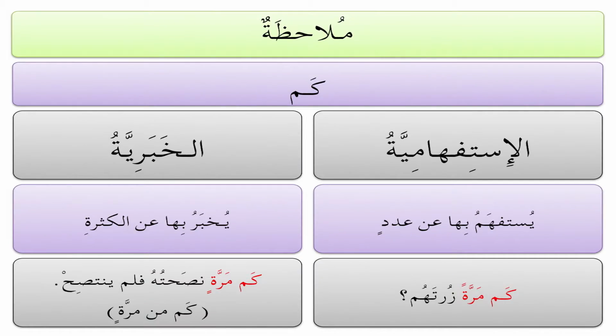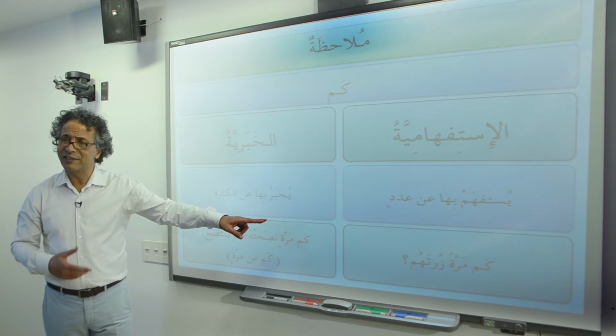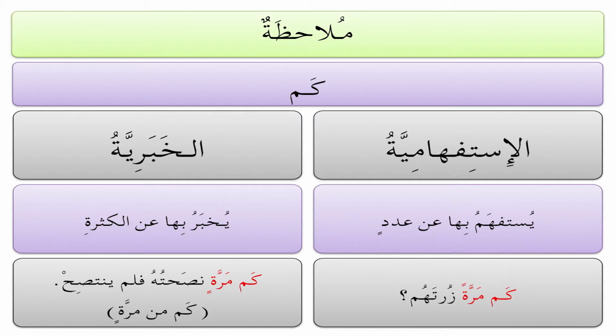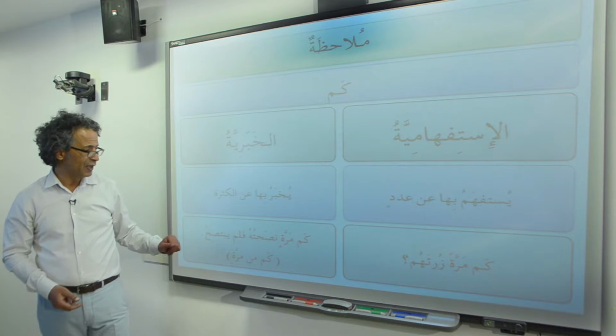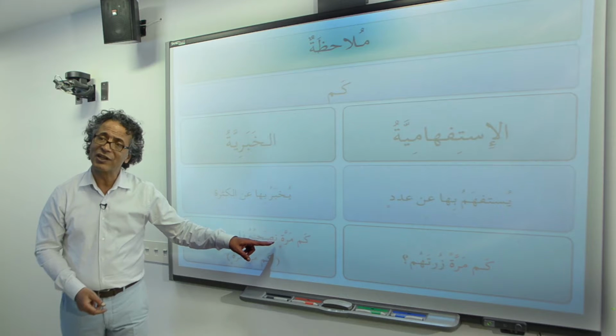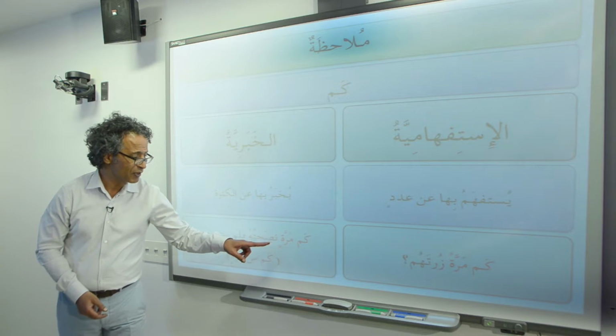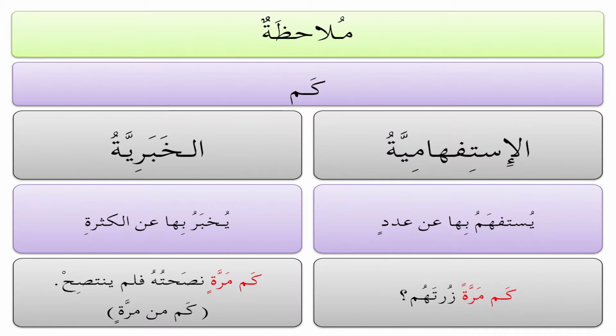However, كم الخبرية يخبر بها عن الكثرة. It basically expresses abundance or profusion of something or overdoing something, and it's not really asking for a number. So in a way, it's a bit rhetorical. If I say كم مرة نصحته فلم ينتصح, or how many times I gave him advice but he did not heed it. انتصح, نصحته فانتصح. كم مرة. Notice that it has the kasra now, not the fatha, because we're not asking about number. We're saying كم من مرة, literally, but we're omitting the min, and so it comes out as كم مرة.